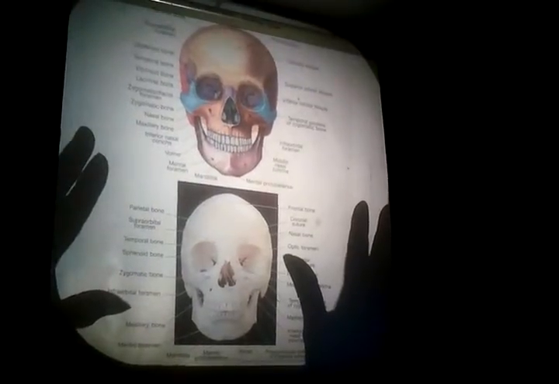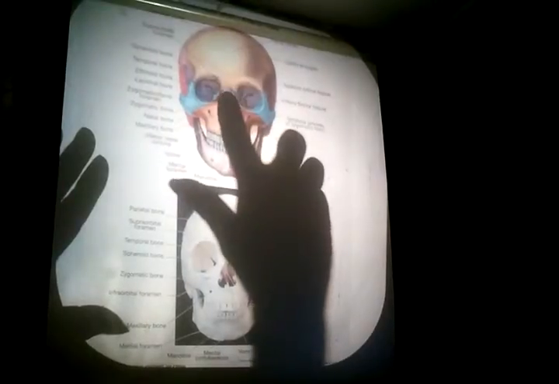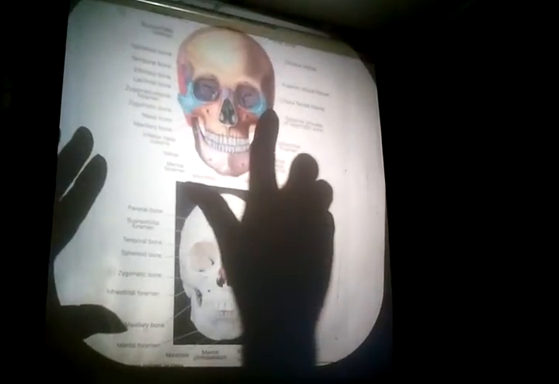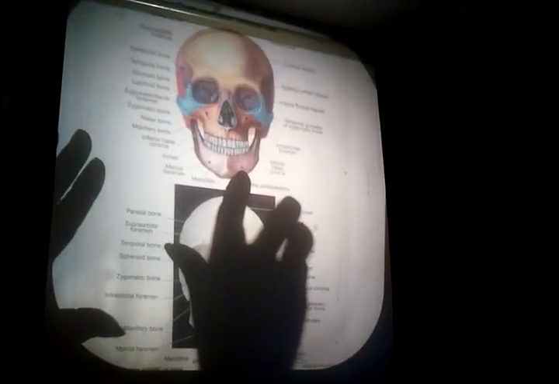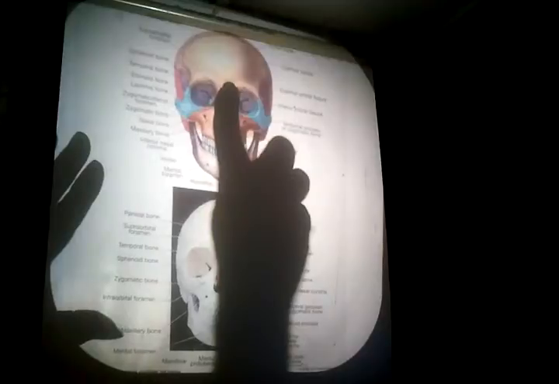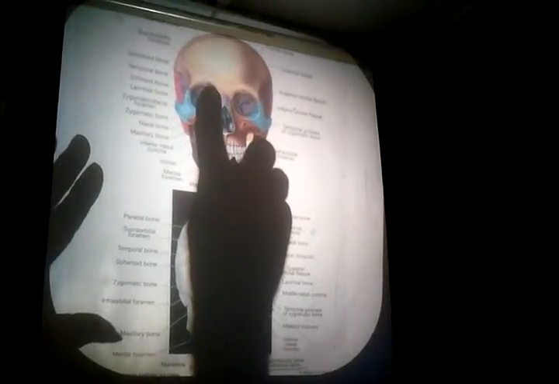Okay, so here you have your frontal bone, your two nasals, your zygomatic, which is your cheekbone, upper jaw, maxilla, lower jaw, mandible. And in the frontal bone, you have your frontal squama, glabella, which is in between your eyes. Where the eyebrows sit is called the superciliary ridges. You have a supraorbital foramen above the eye orbit, and infraorbital foramen below the eye orbit.